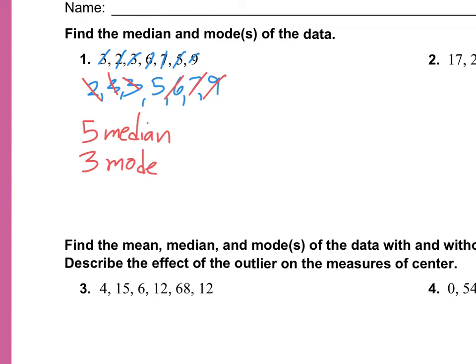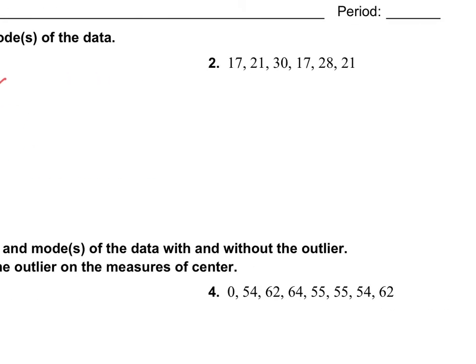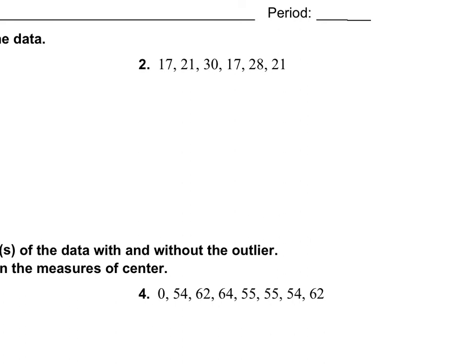Okay. Move on to number 2. Oh, some bigger numbers, but that doesn't matter. We just do the same thing. We put them in order from least to greatest. 17. Another 17. No 18, no 19. We don't have a 20, but we do have 2 21s. Then we have a 28, and we have a 30.